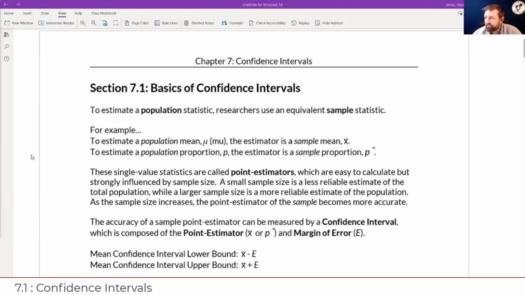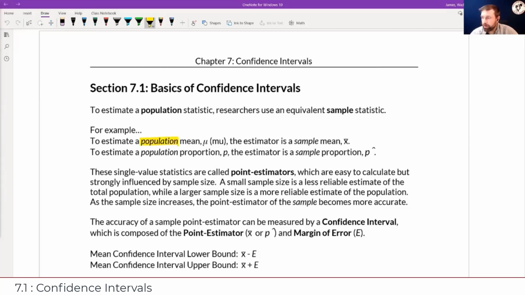So this is section 7.1, and we're talking about confidence intervals. Here's the idea. You want to be able to identify an interval, a lower bound and an upper bound, kind of like we did with standard deviations. And within that interval, you want to be able to say how confident you are that a certain value will lie within that interval.